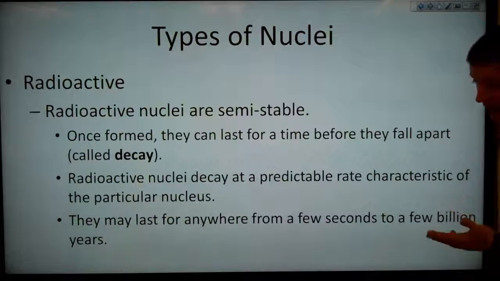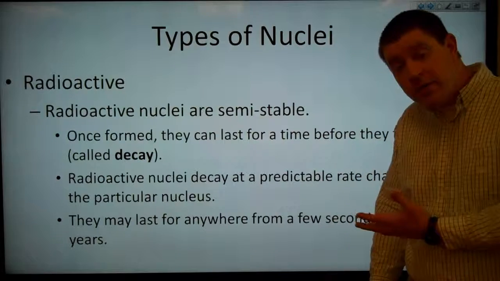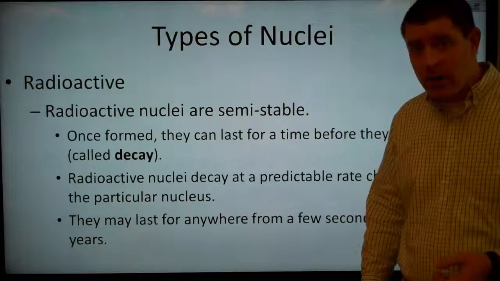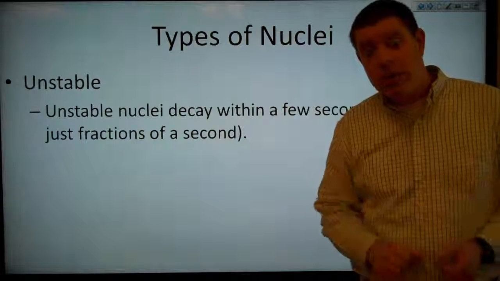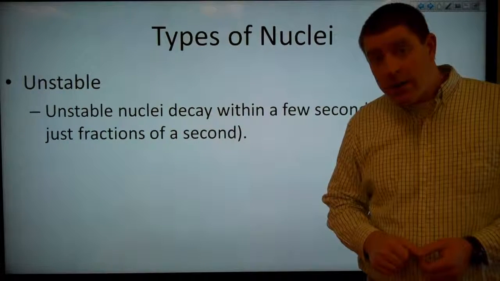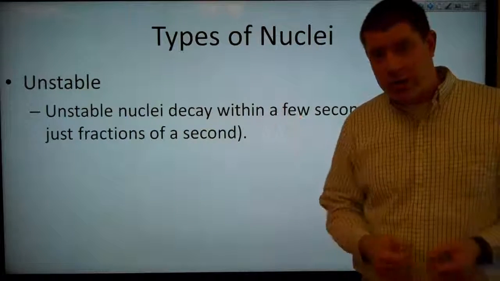So even some of the nuclei on Earth's surface are radioactive, but they've been on Earth's surface for a very long time. So these are things like uranium and plutonium that we use in our nuclear reactors to generate electricity for powering light bulbs and computers and things like that.